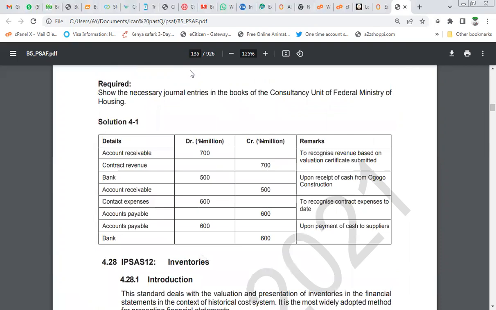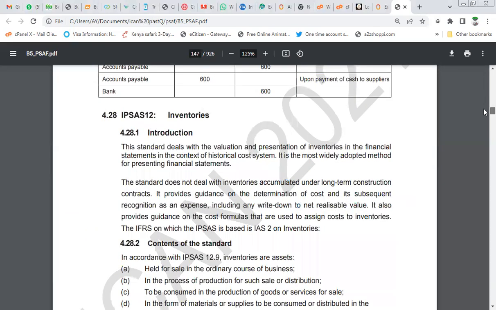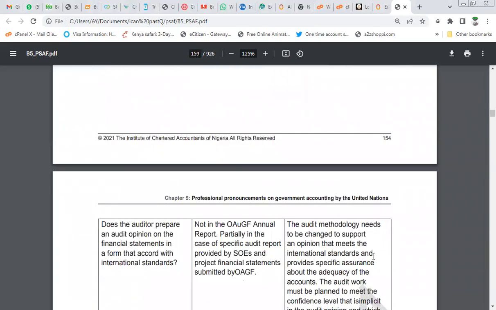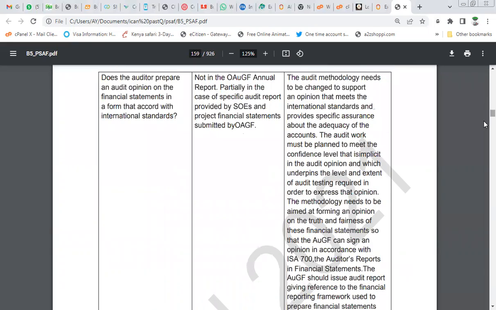So go to inventories. So, without much ado, I'd like to stop here. But go through chapter 4 of your notes and read them and form your notes.